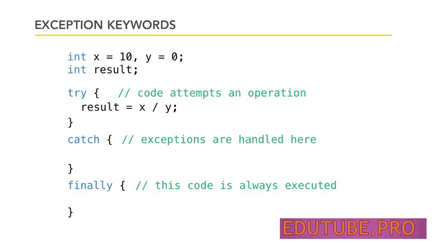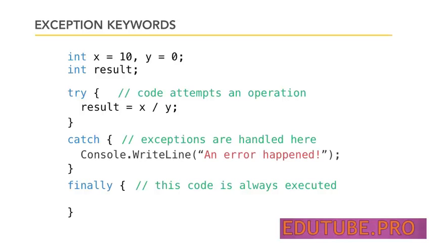Suppose we had our example from earlier. We have those two integers. One is 10, one is 0, and we have the result. Well, if we try to divide x by y, in this case, we've got 10 divided by 0. That's going to cause an exception, in which case the program flow will be transferred to the catch block.